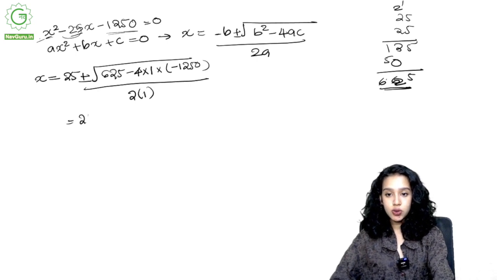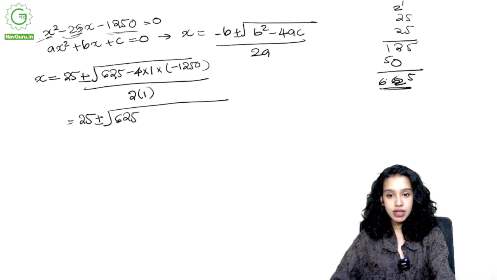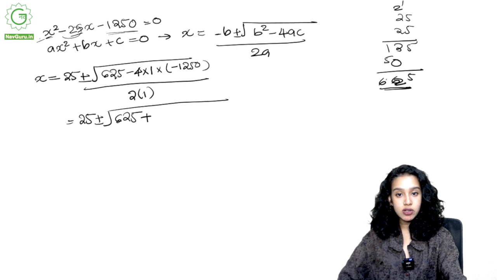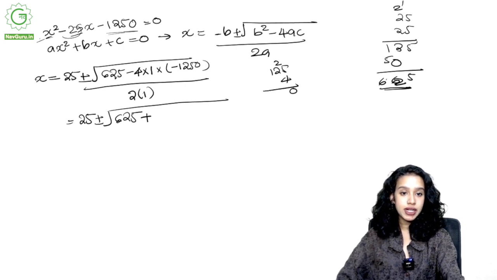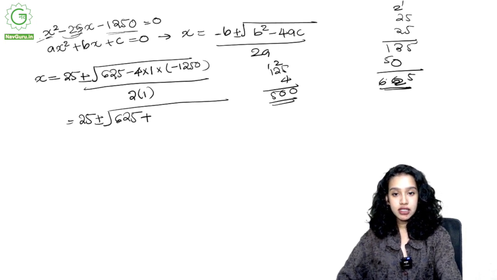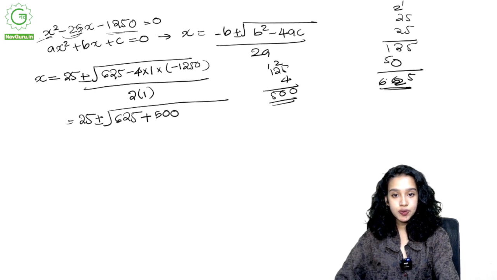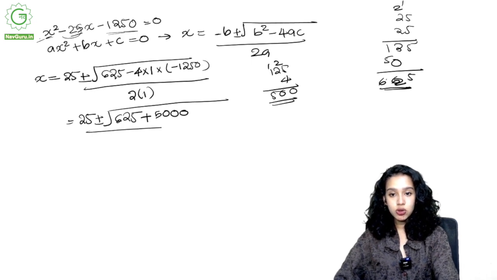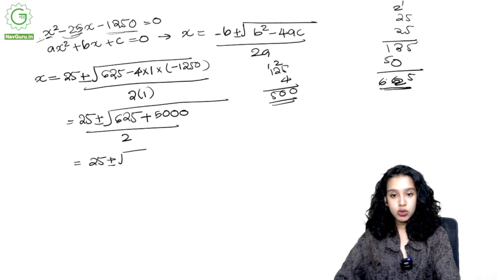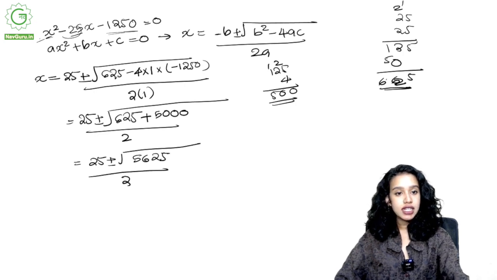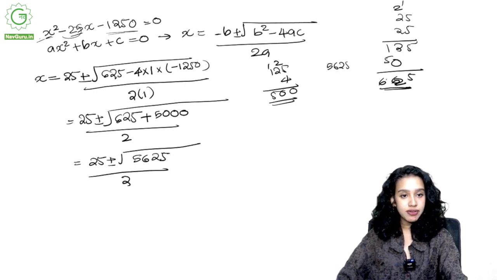So we get 25 plus or minus root of 625 plus 1250 into 4. 1250 into 4 is 5000. So again 25 plus or minus root of 5625, divided by 2. Let's find the root of 5625.